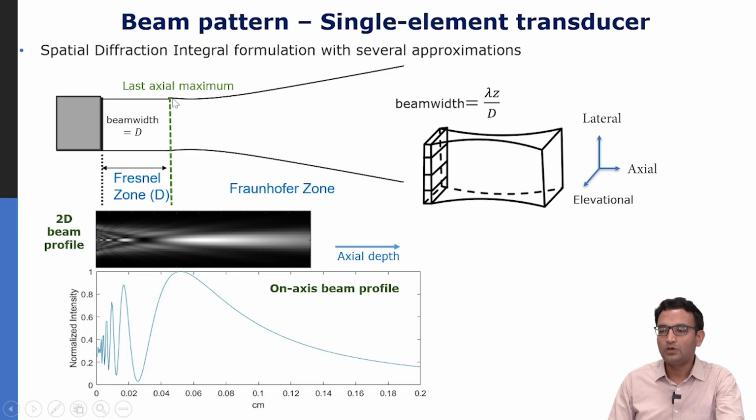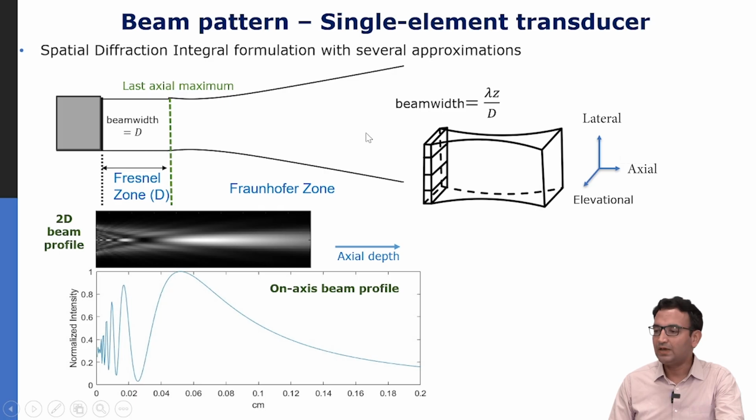And then you have the focal point, which is the end of the Fresnel zone. And after that, the beam starts diverging. And this zone is now called the Fraunhofer zone. So this is also known as far field. In the far field, the beam width changes with the axial distance z. So as you move further and further away, the beam width increases, as can be seen by this formula: beam width equal to lambda z by d, d being the diameter of the transducer.